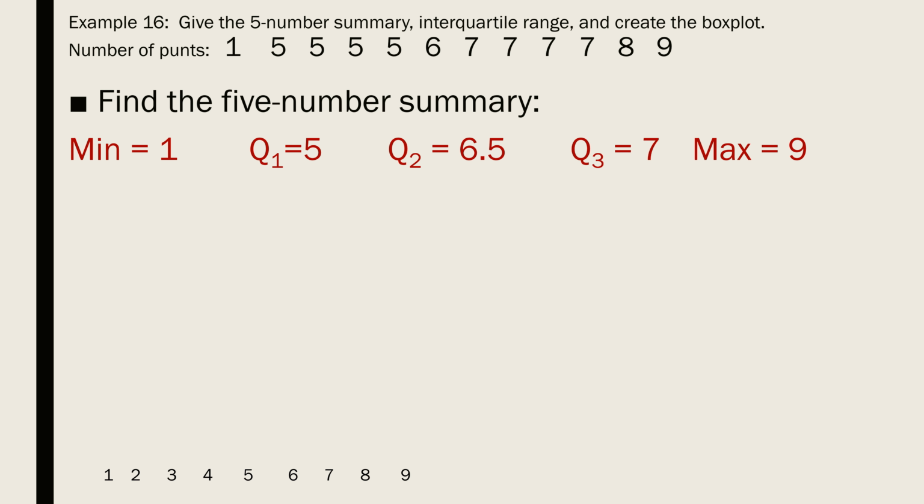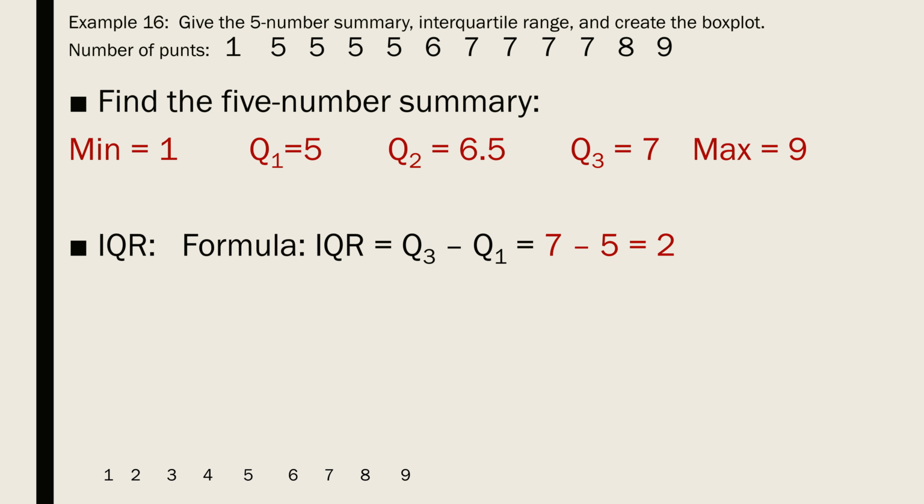In the last slide, we have shown how to find the first quantile, second quantile, and third quantile. By definition, the interquartile range is calculated by the difference between Q3 and Q1. Q3 is 7, Q1 is 5. So that's why the interquartile range is 2. This animation will show you how you can draw a box plot.